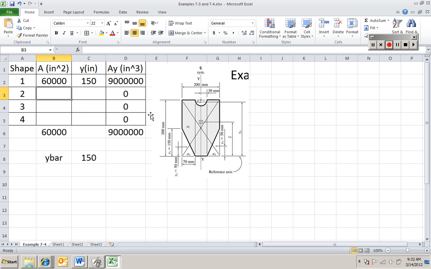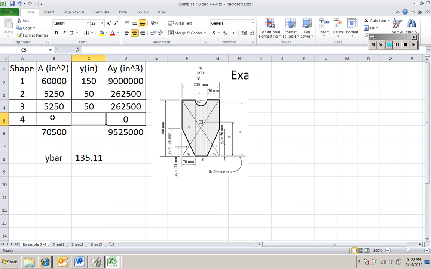For shape 2, it's going to be equal to 1/2 times the base, 70, times the height, 150. I'm getting those numbers right off the drawing. The next triangle is going to be exactly the same, so I'm just going to copy and paste that. If I look in the front of my text, I see that the location of that centroid is going to be 1/3 of the way up from the base, so that's 50 and 50.